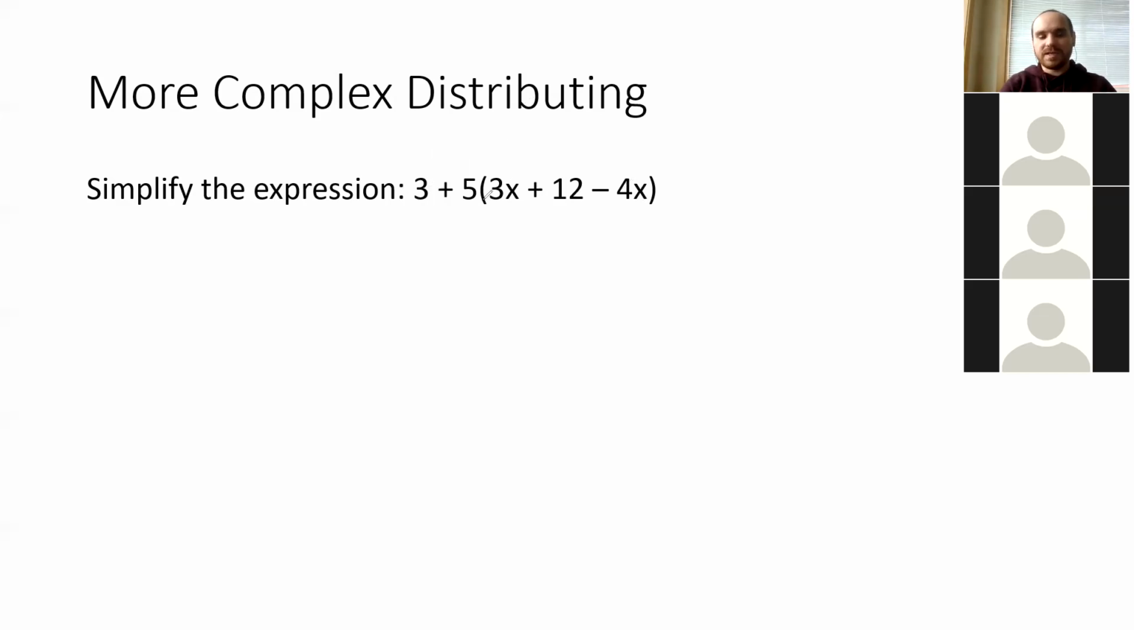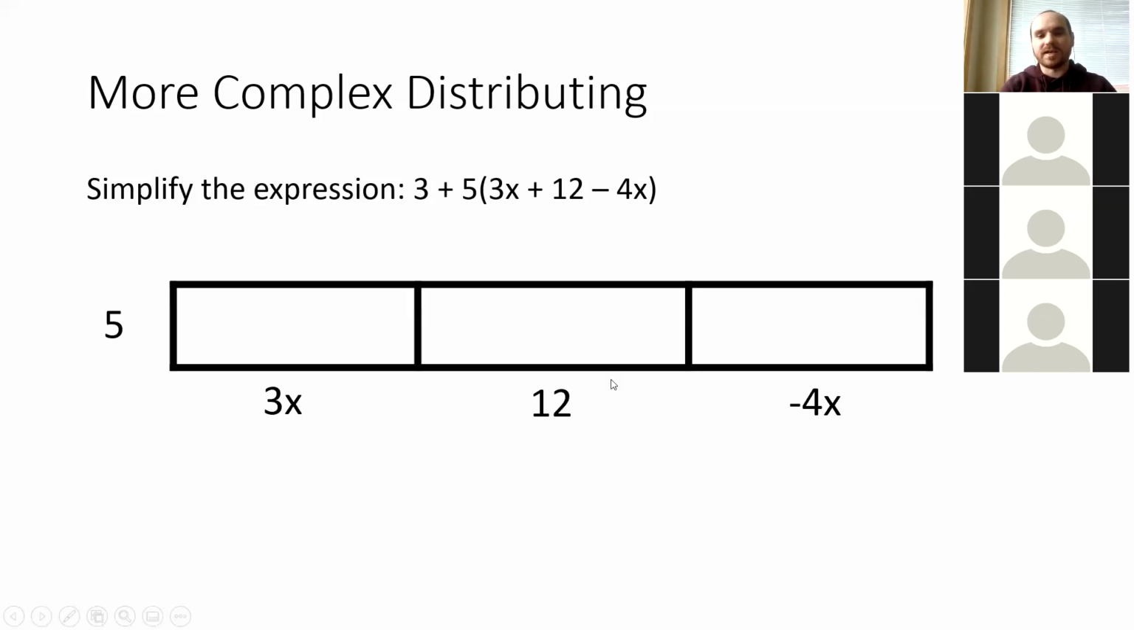So first thing we need to do is distribute. And now that we're doing the distribution with the box method, we're going to make our box. We're going to have 5 on one side, and then on the bottom 3x, 12, and -4x. What do all of these multiply to? Start with the first one. 15x. 60, and -20x. Very good.